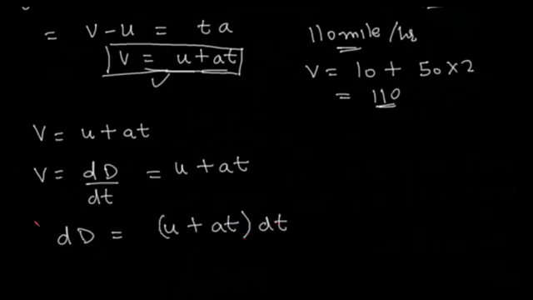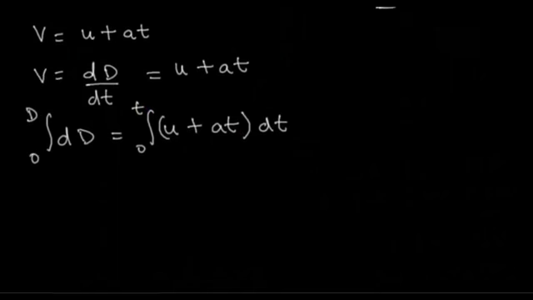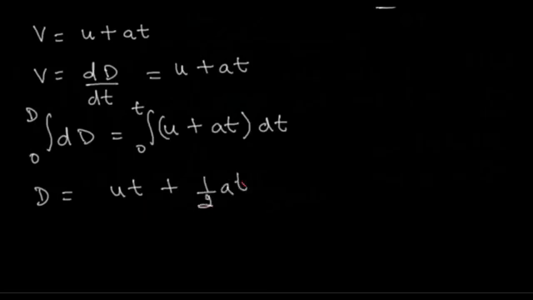dt, right? And now I can integrate it from 0 to d, and this is for 0 to t. If I do that, it will give me d is equal to ut plus half at square. So this is another formula which we will use frequently for solving the problems.